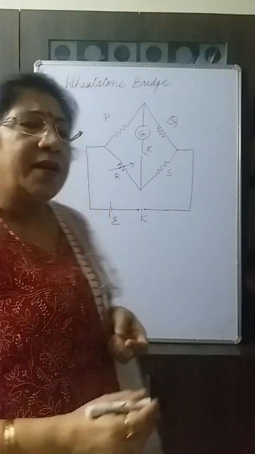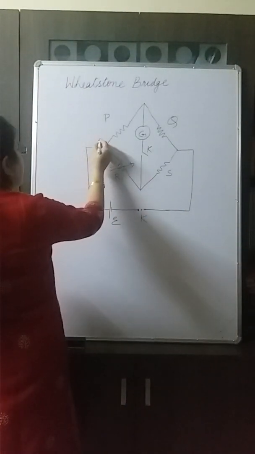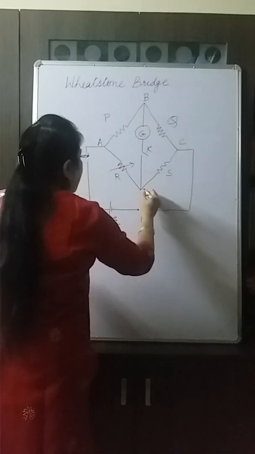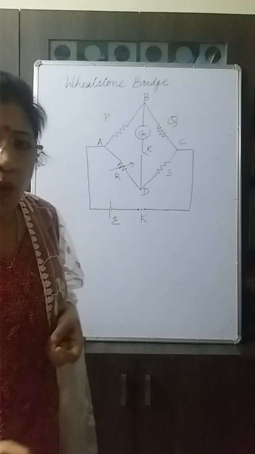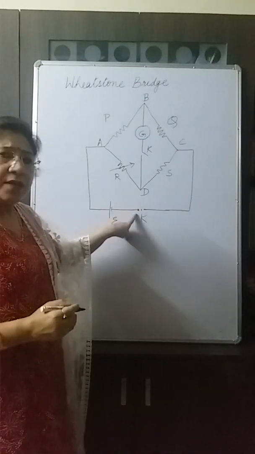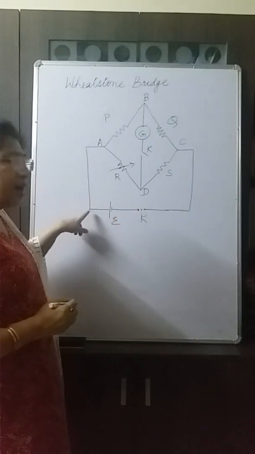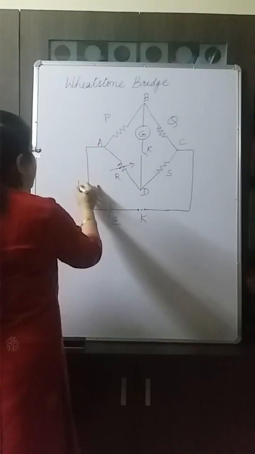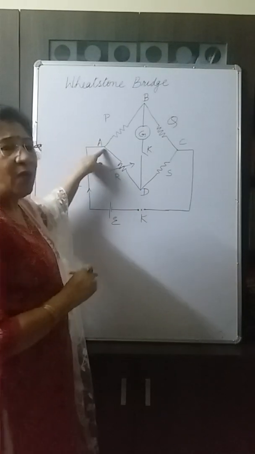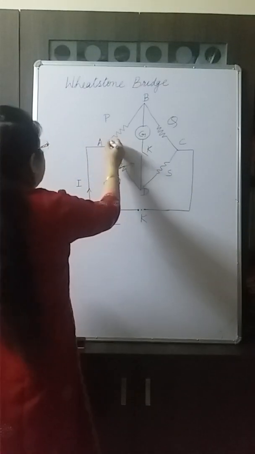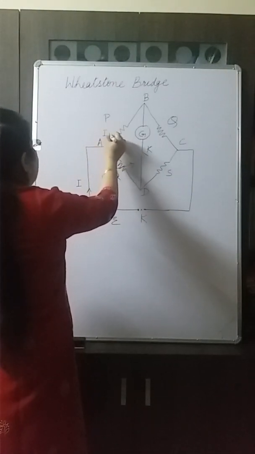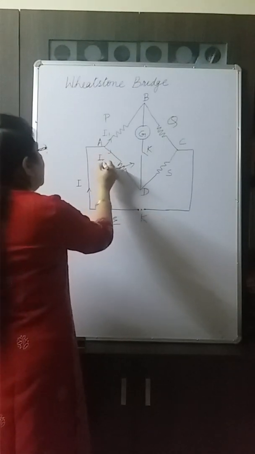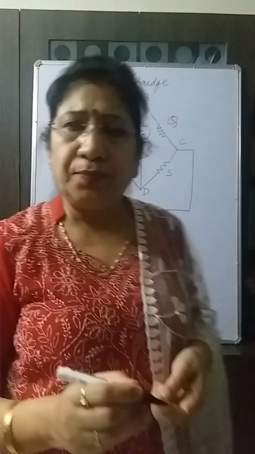Let us label the circuit. Say these points are A, B, C and D. When the key is closed, the current starts flowing in the circuit. At this point, the current I will divide into 2 parts. Let us say this is I1 flowing through P and I2 flowing through R.